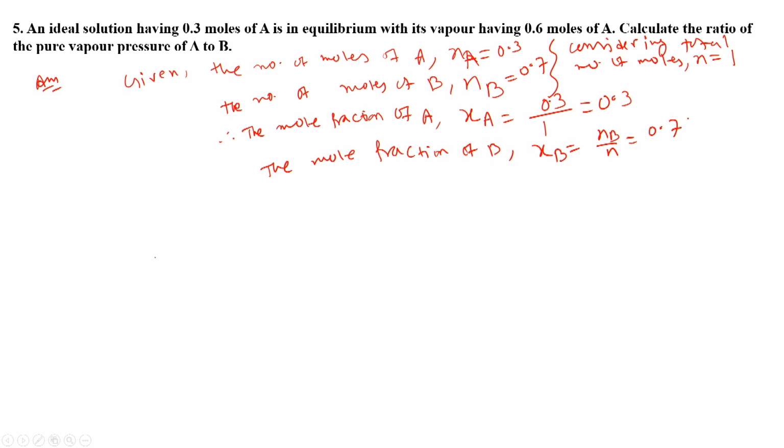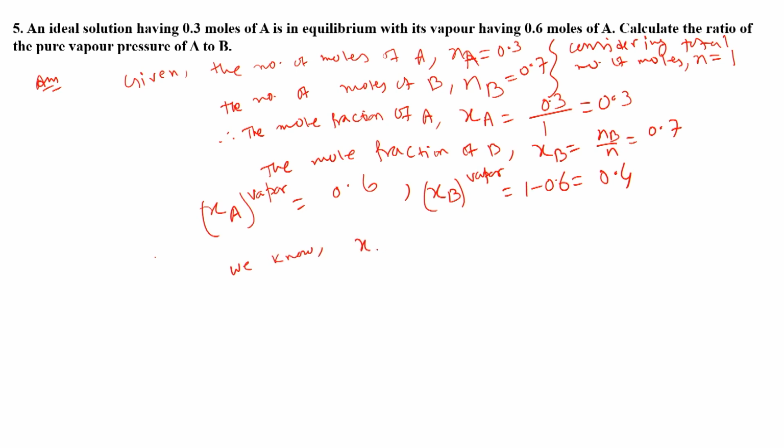Okay, so Xa vapor means the mole fraction of A in the vapor phase. Xa vapor, if we say, is 0.6, right? So Xb vapor will be 1 minus 0.6, which gives 0.4. Now we know Xa vapor is the partial pressure of A in the vapor phase by P, the total pressure.